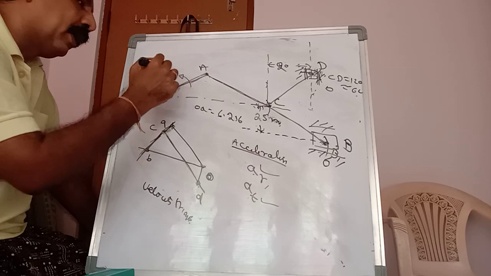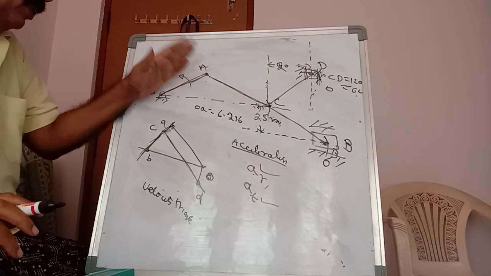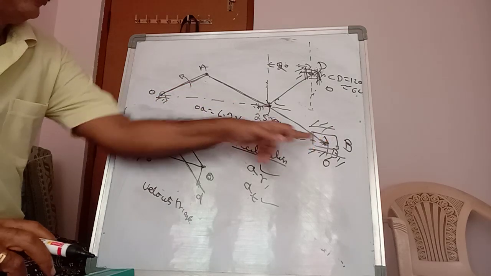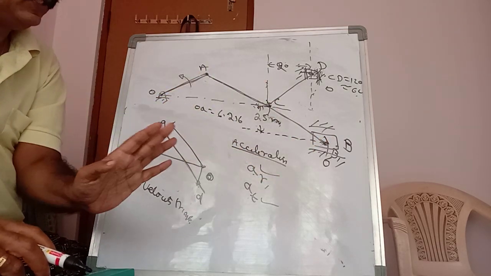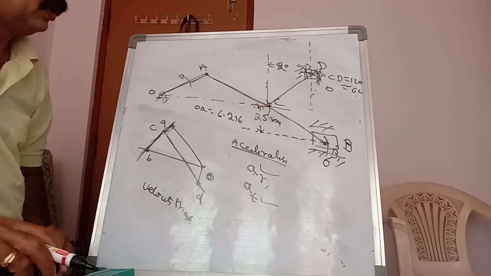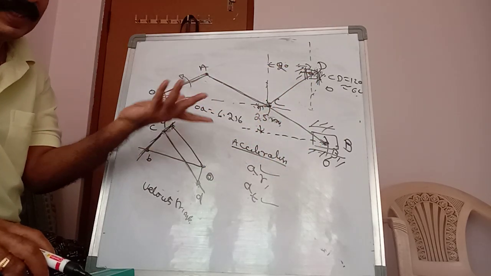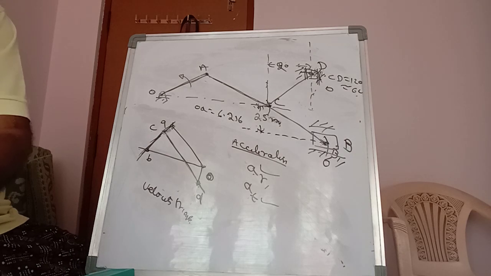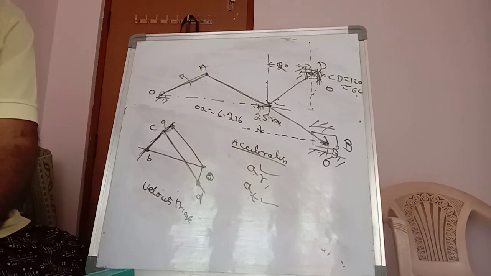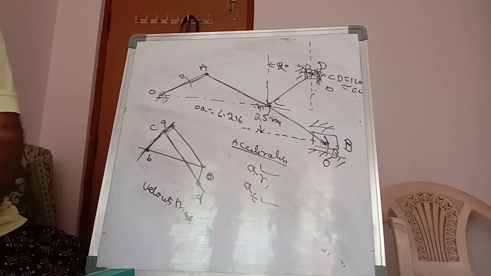OA, only a radial component. Why? When it is rotating with a constant angular velocity, only a radial component will be there. When it is moving linearly, only a tangential component will be there. For the other links, link AB and link CD, there will be both a radial component as well as a tangential component. Now we will see how to draw the radial and tangential components and how to draw the acceleration diagram.